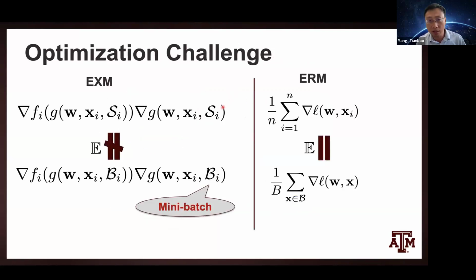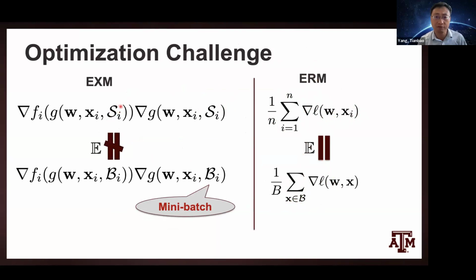Okay, so let's look at the optimization challenge. Different from ERM, where, as I said, we assume each individual loss gradient can be easily computed, and then you just approximate the average by the mini batch average. You get the mini batch loss, mini batch gradients. That gives you an unbiased estimate of the true gradient. The expectation of the random sample gives you the true gradient. That's the ERM framework.